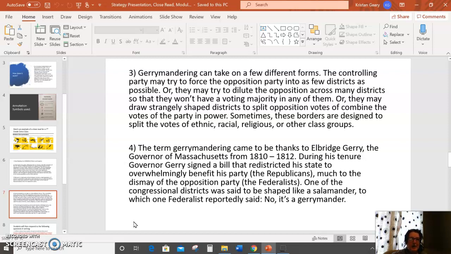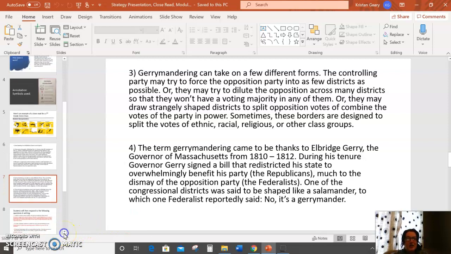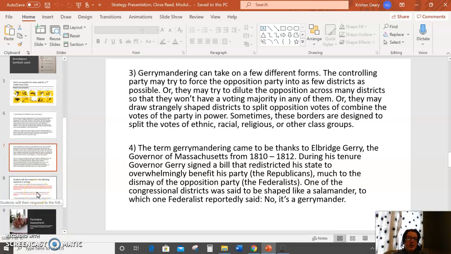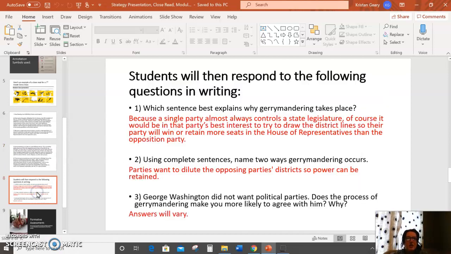So, you can see from this text that it is very challenging, and this would be for 7th graders. However, this has a Lexile level for 11th grade students, so we want a close read to be something that's challenging for students.